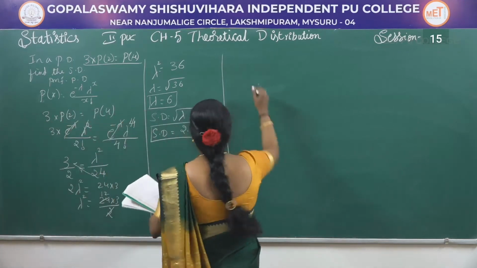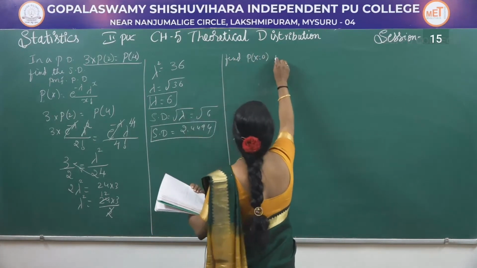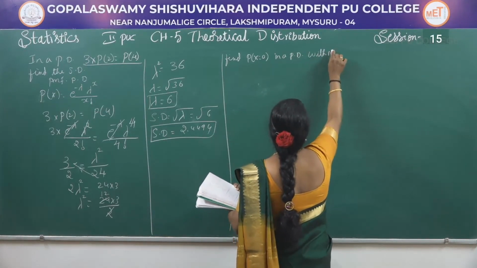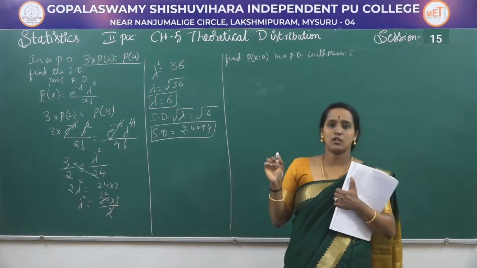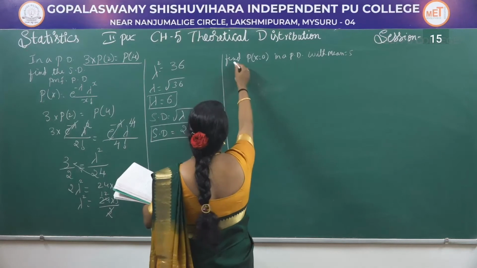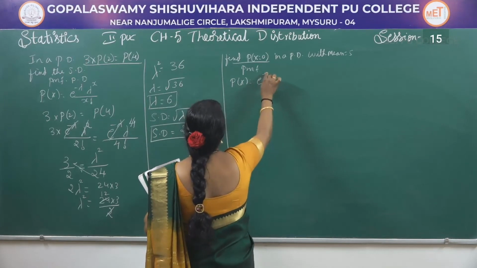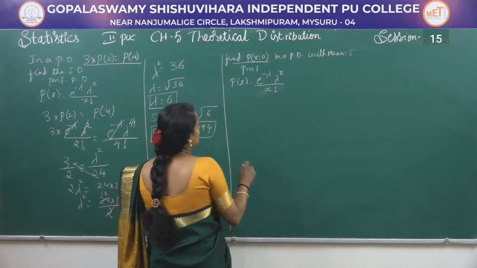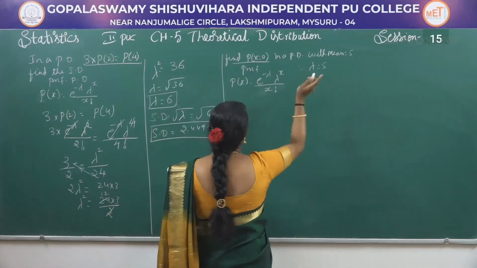Next, one more. Find P of x equals 0 in a Poisson distribution with mean equals 5. So in Poisson distribution, mean equal to 5 is nothing but lambda is 5. So we have to find P0. First I'll write the PMF. So P of x equals e power minus lambda, lambda power x by x factorial. Here mean is equal to 5, therefore lambda is equal to 5.